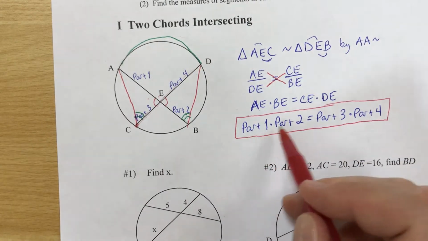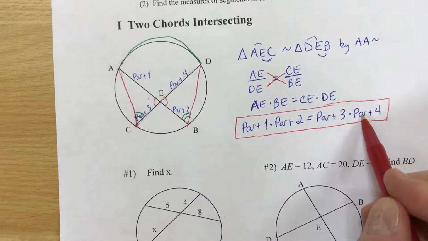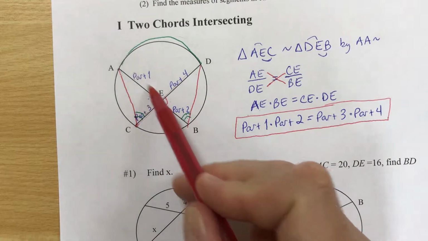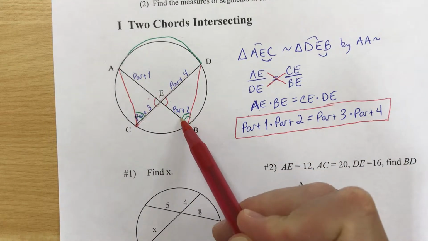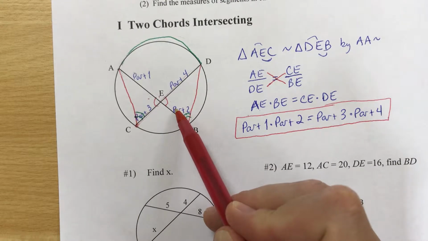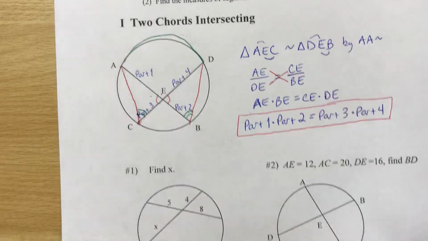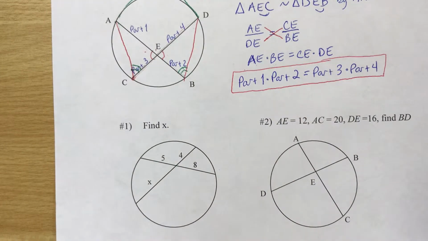Part times part equals part times part. It doesn't matter the 1, 2, the 3, 4. It's the two parts from one chord, their product, multiplied, is equal to the product of the two parts from the other chord. So this is actually a really easy formula to use.